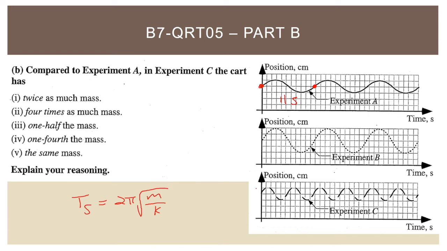If you do the same thing for experiment C, then it looks like about 1, 2, 3, 4, 5, and then it's in between 5 and 6 when it gets back to the equilibrium line. So let's just call it 5.5 seconds.